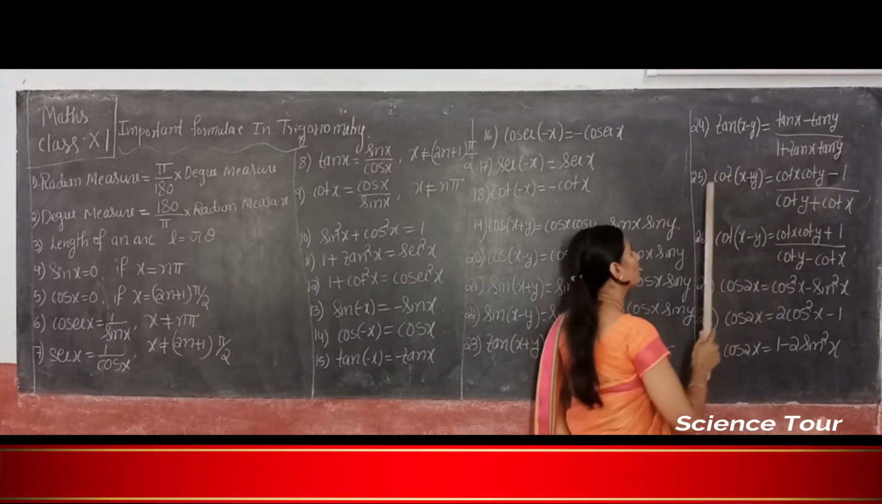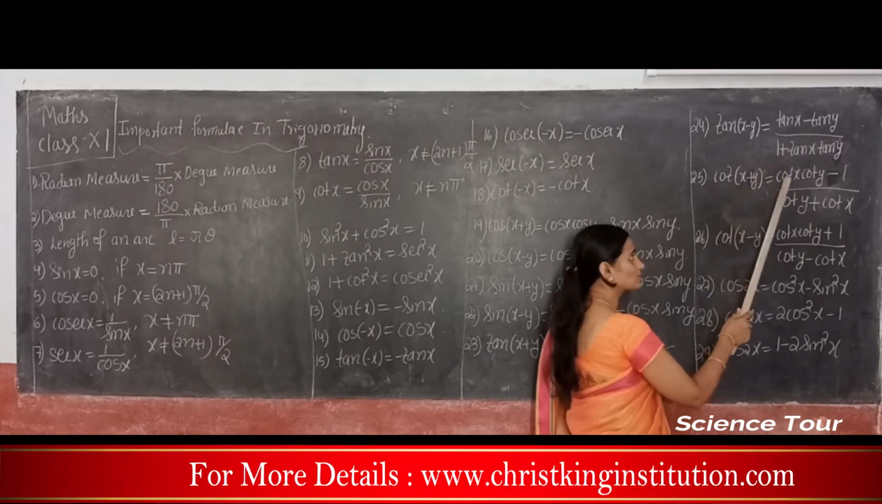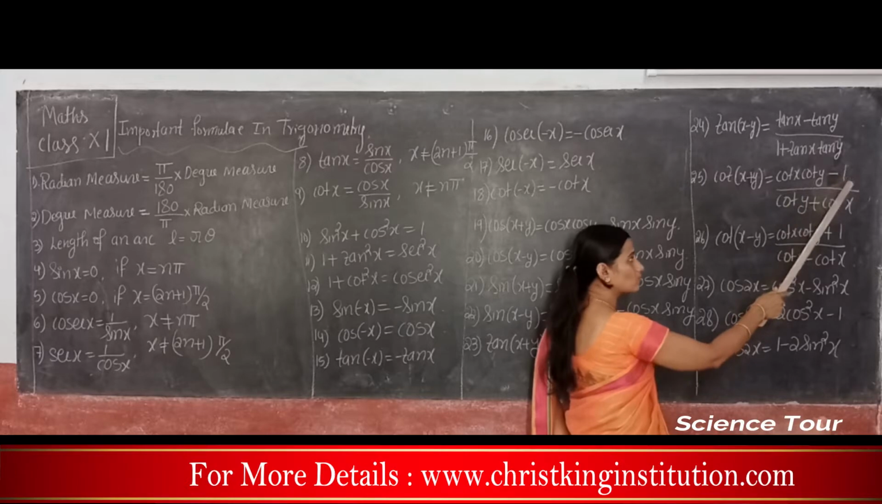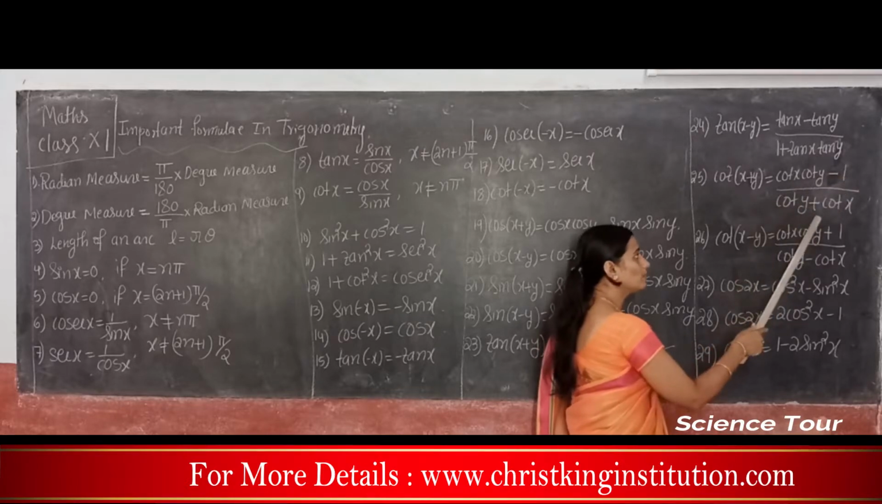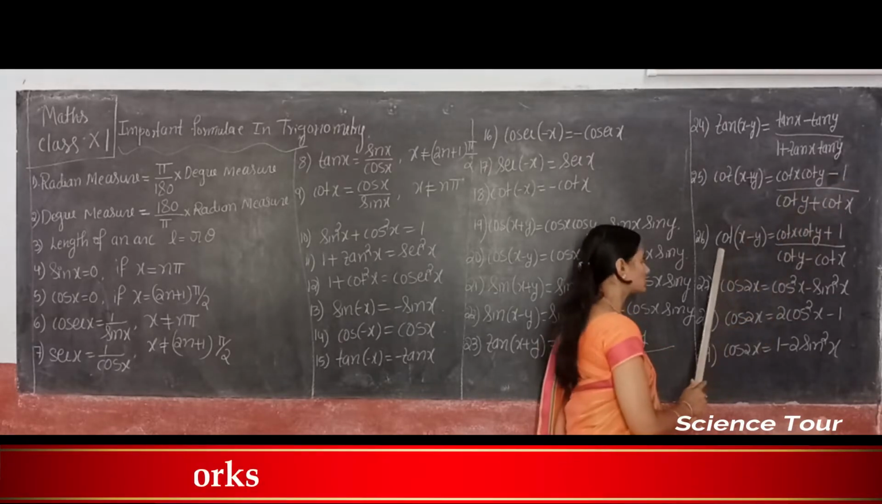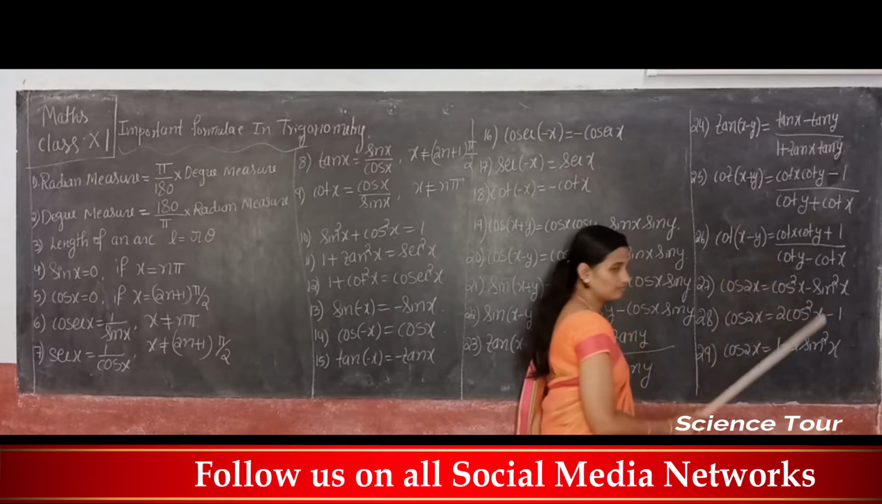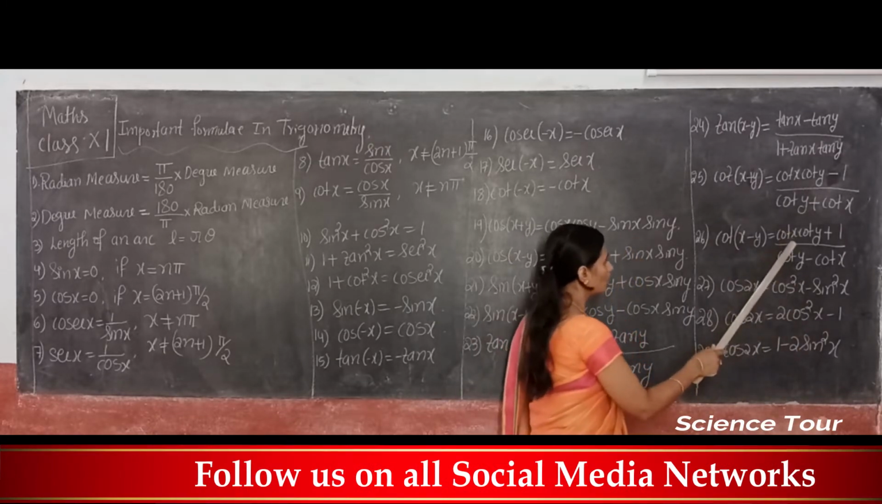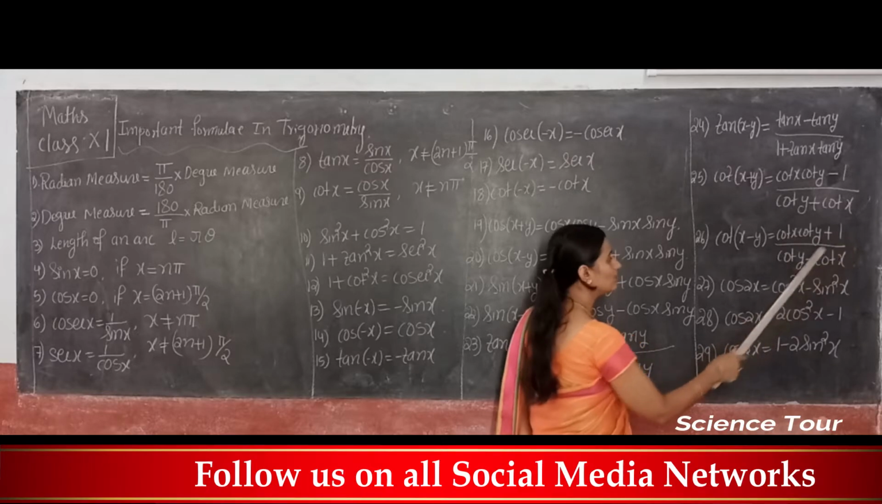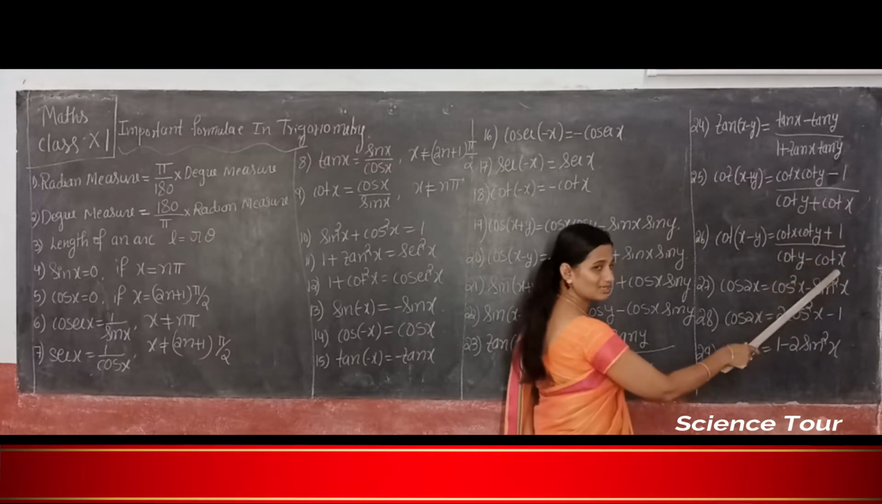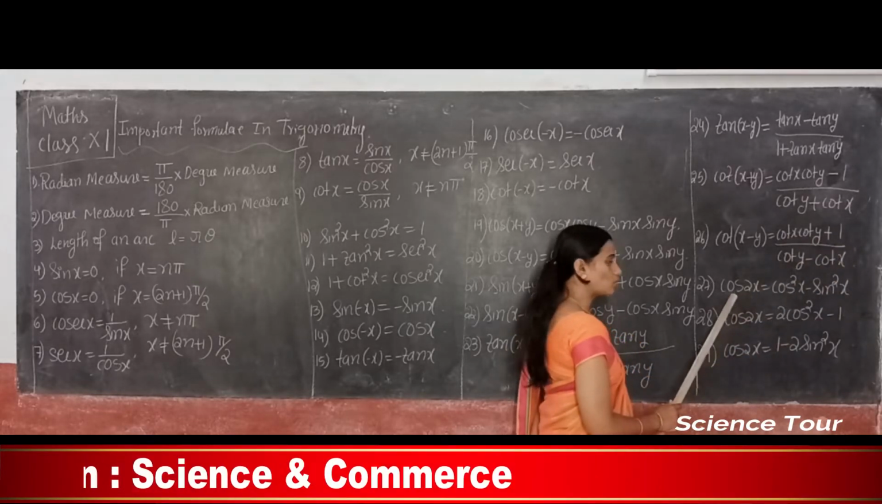Cot(x plus y) is cot x cot y minus 1 divided by cot y plus cot x. Next, cot(x minus y) is equal to cot x cot y plus 1 divided by cot y minus cot x. Now next, cos 2x.